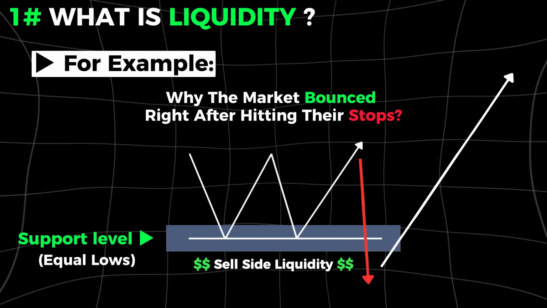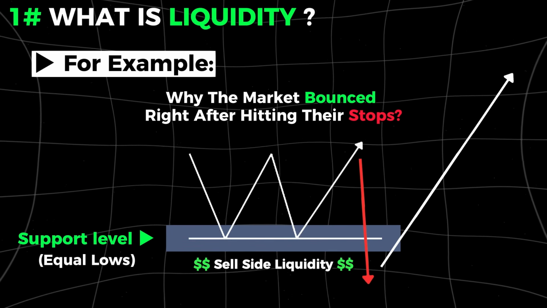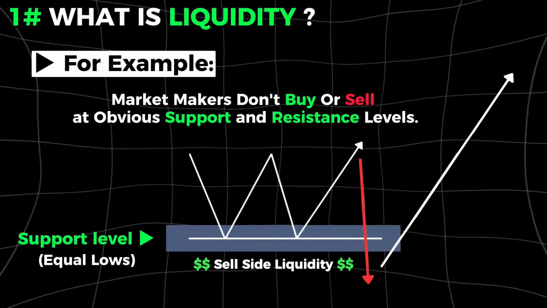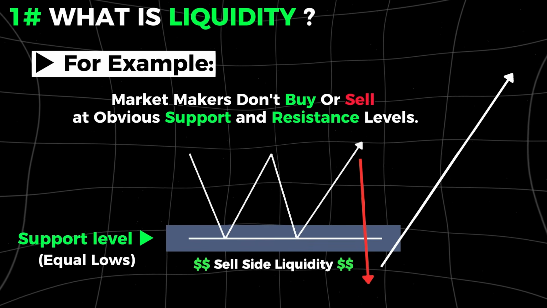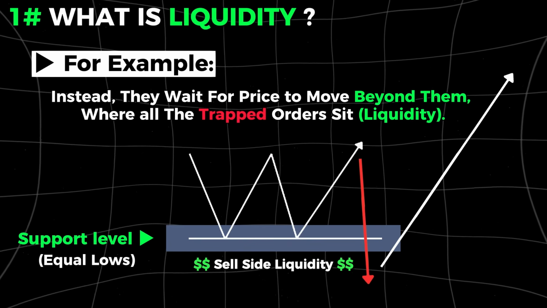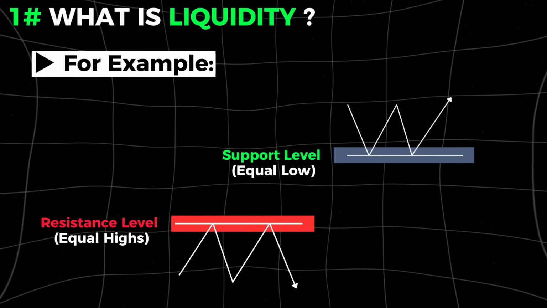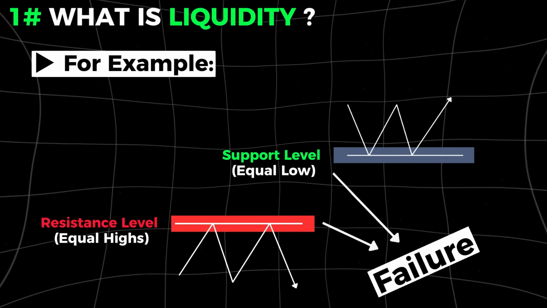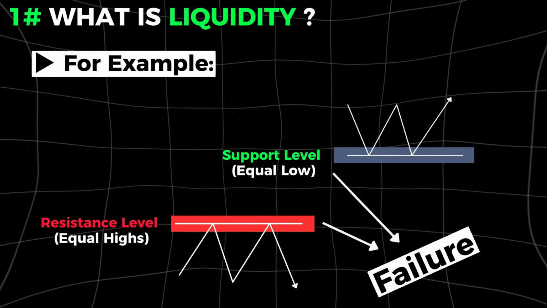So while retail traders are taught to buy support and sell resistance, the harsh reality is that this common approach has a major flaw. The true market movers, institutional participants, rarely enter at those obvious levels. Instead, they wait for price to move slightly beyond them where all the trapped orders sit. That's why buying from equal lows and selling from equal highs often leads to failure, because those zones are magnets for liquidity grabs, not safe entry points.